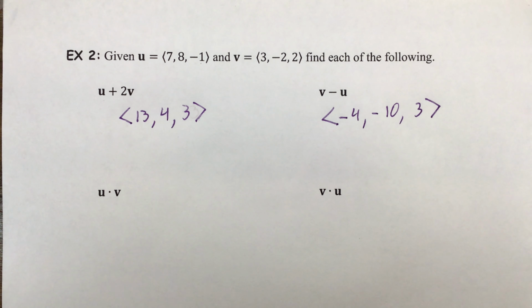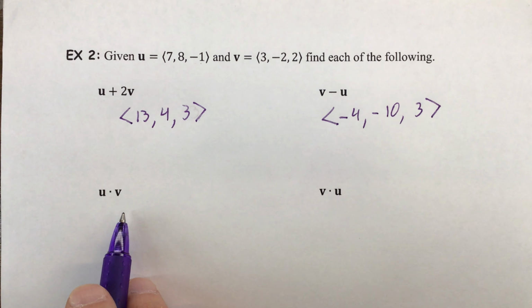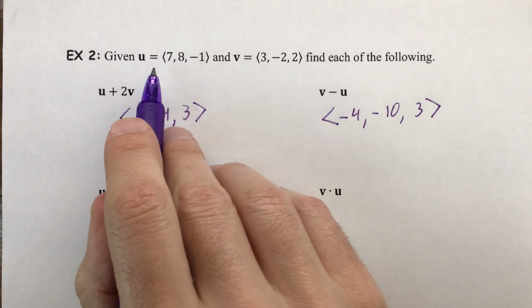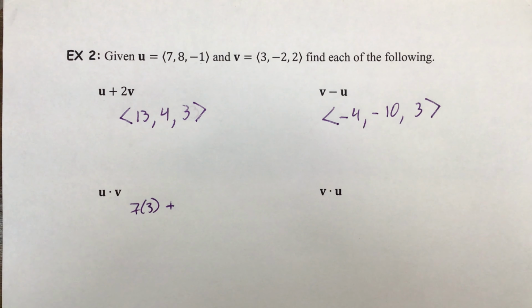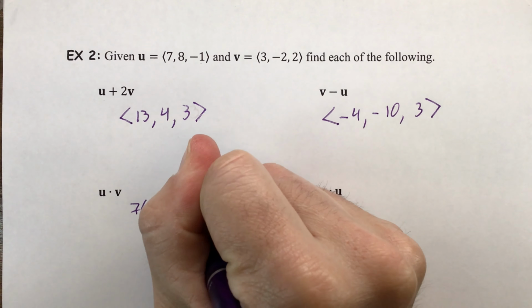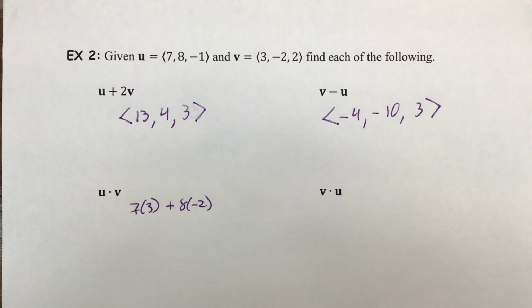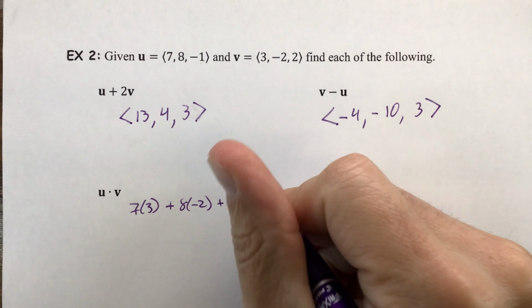All right, and then dot products. Dot product rules still apply here. What we're going to do is multiply our x's, multiply our y's, multiply our z's, and then take a sum. The answer here is still going to be a scalar value. It will not be a vector. So our x components will be 7 by 3. Your y components are going to be 8 times negative 2. Your z components are going to be negative 1 times 2.